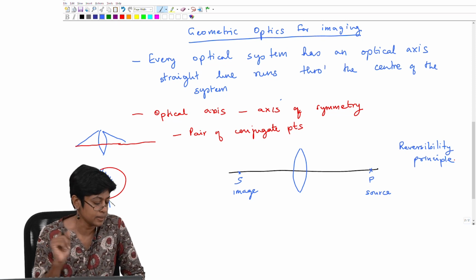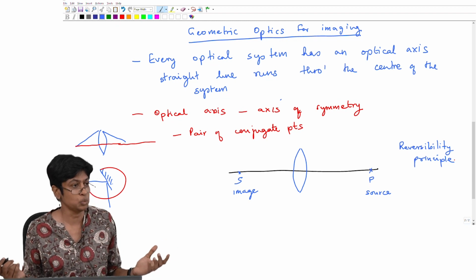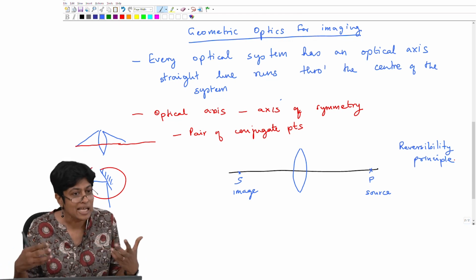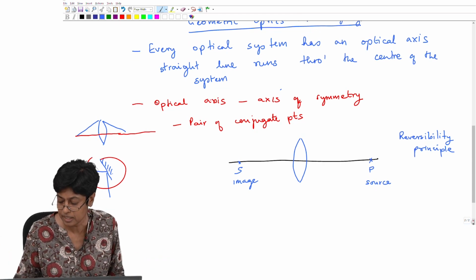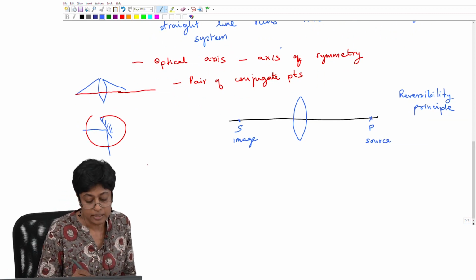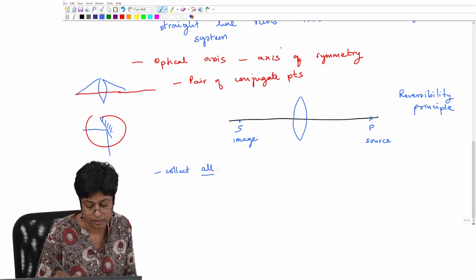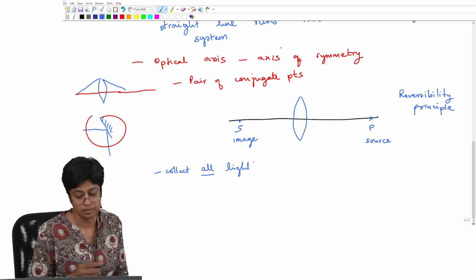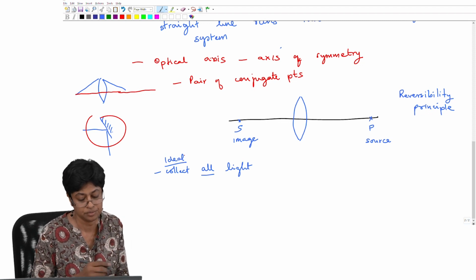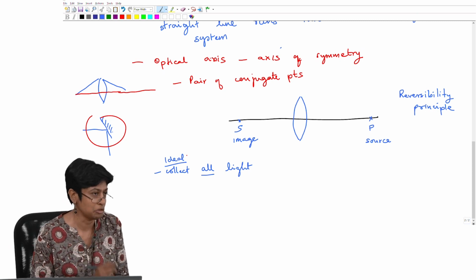But don't think that means that the optical system works exactly the same way irrespective of the direction. Okay. Now, what is the goal of any optical imaging system? You want to collect light and create an image, and you want to create as best quality an image as possible. That's your goal. Right. Ideally, I want to collect all light. Okay, so this is the ideal goal. This is ideally what I want to do. But I can never ever collect all light.